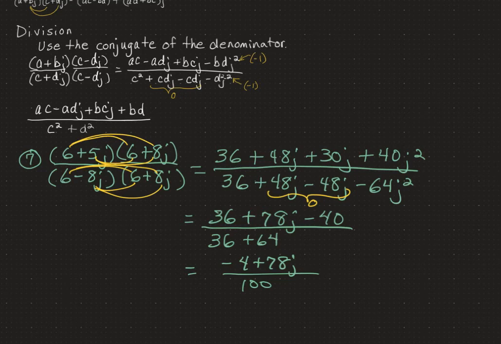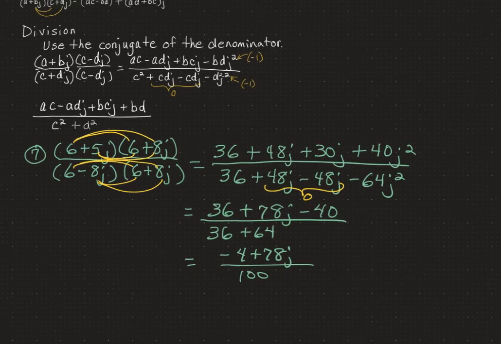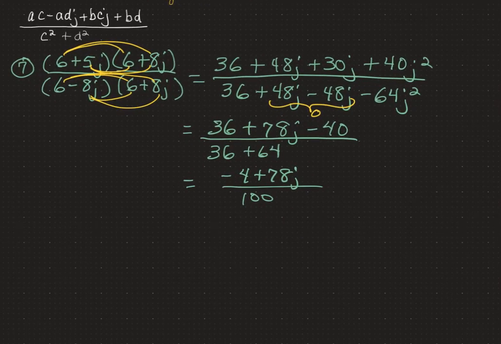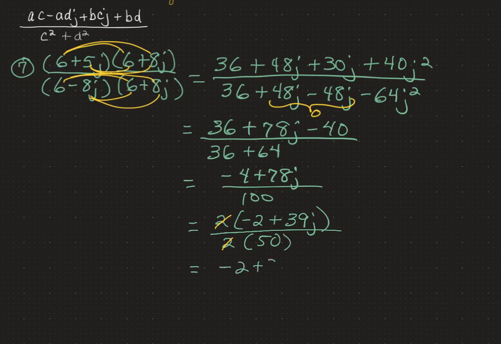We are almost done. Almost. Still have a little bit more to do because you must always simplify. Still, let's see, will 4 go into 78? No. So the greatest common factor in all of these terms is actually just 2. So if I factor a 2 out of the top, I will get negative 2 plus 39j there. And a 2 out of the bottom, I will have 50. And then these will cancel. And my final answer will be negative 2 plus 39j divided by 50.